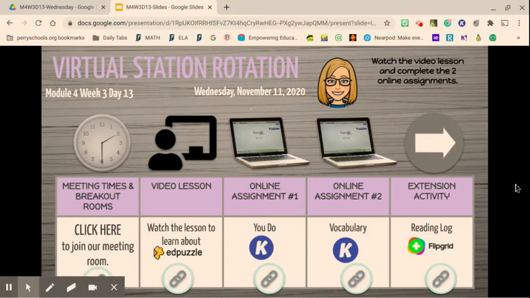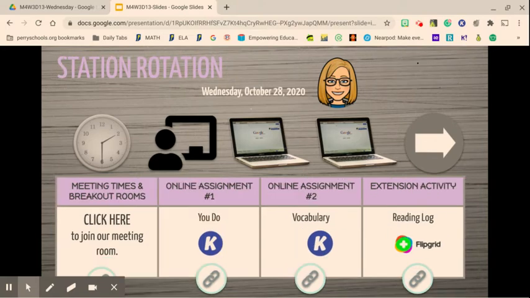When you finish the EdPuzzle, you will have a You Do to answer. You will have a vocabulary page, and then you will have your reading log on Flipgrid.